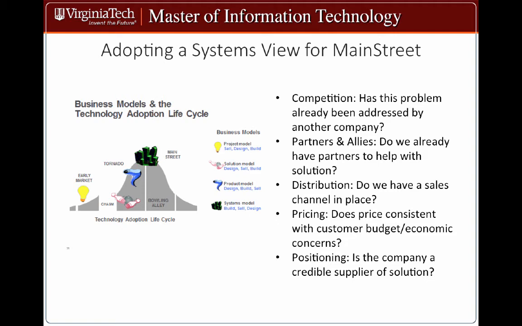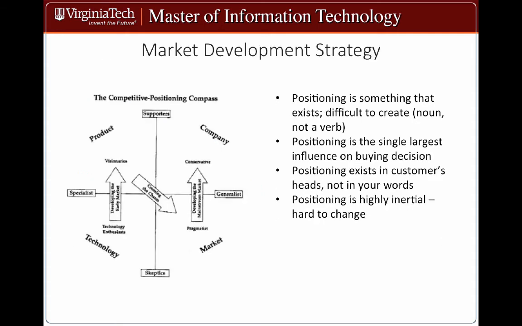And so the case in particular this week, OnePlus, is going to highlight some challenges that the company faced in order to position itself in the premium or high-end segment of the smartphone industry. And so the question becomes, are you a credible supplier of the solution that you're trying to offer? And do you have an effective business model? And is it designed effectively to be able to deliver this to the end consumer? So to do that effectively, we've got to understand how to develop this market development strategy.